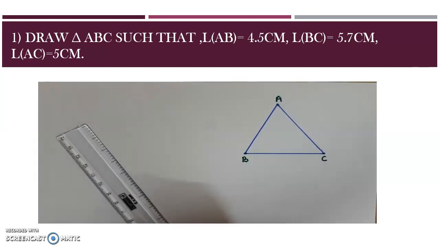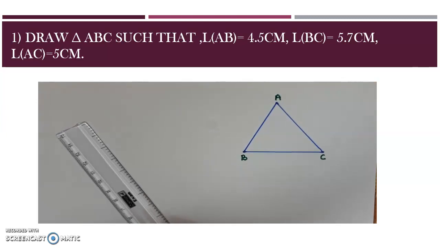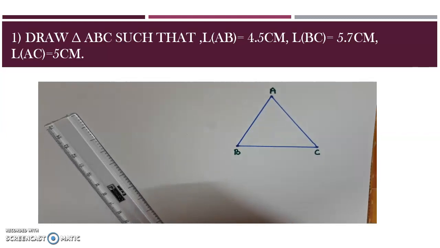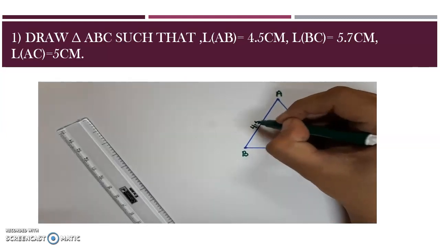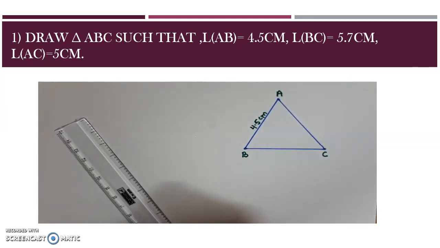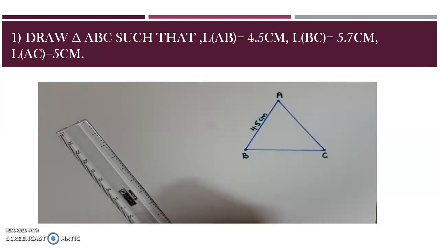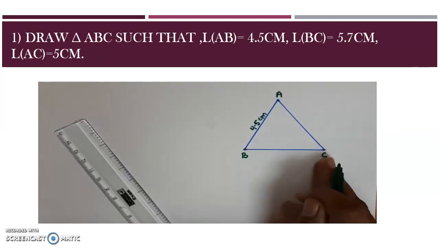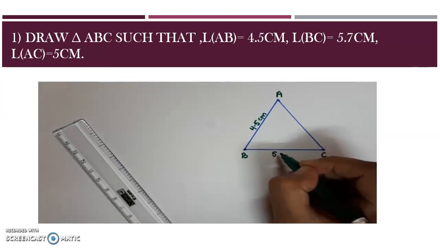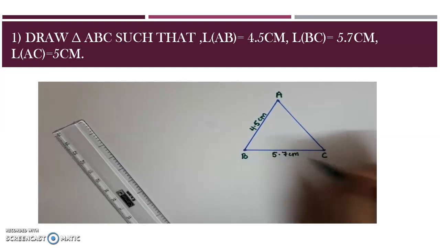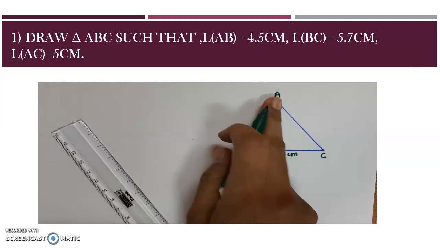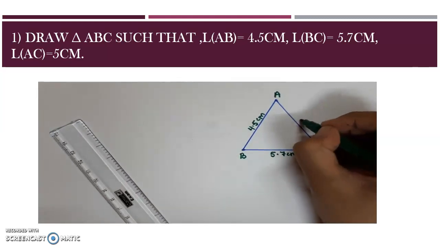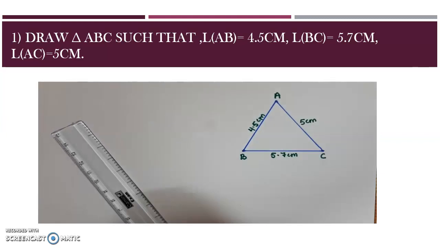Now we will read the question. Whatever length is given, we will write accordingly. In question it is given length AB is equals to 4.5 centimeters. So this is our AB. So here we will write 4.5 centimeter. Then it is given BC is equals to 5.7 centimeter. This is our BC. So here we will write 5.7 centimeter. And it's given length AC is equals to 5 centimeter. So here it is AC. So we will write it 5 centimeter.